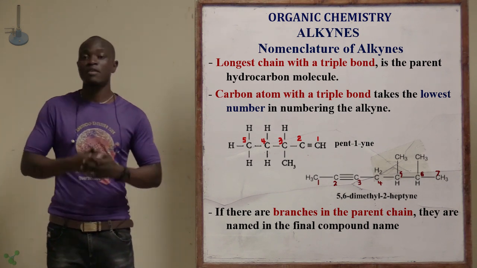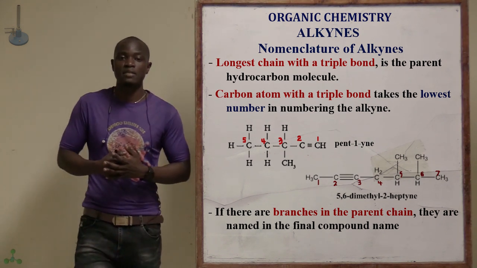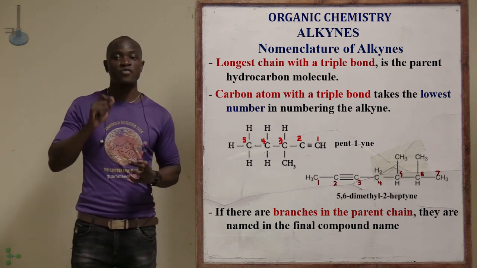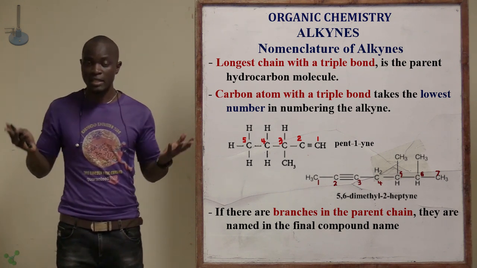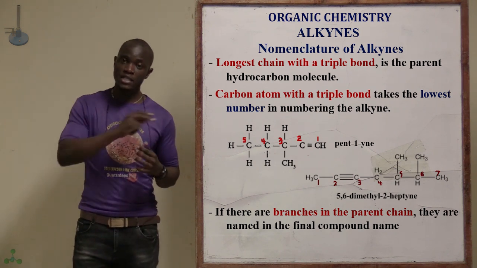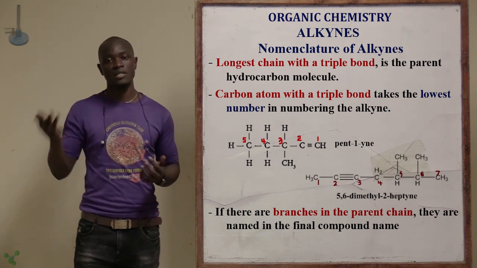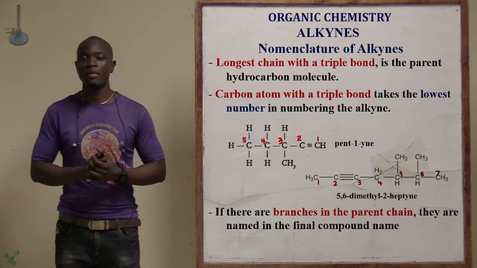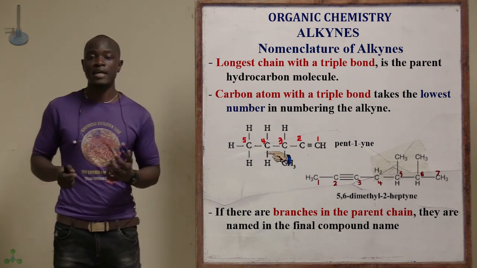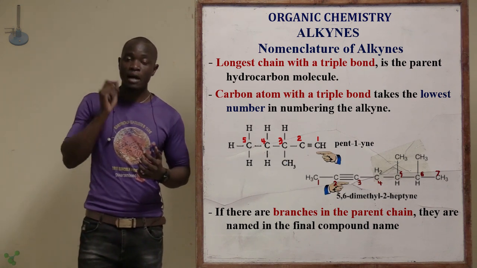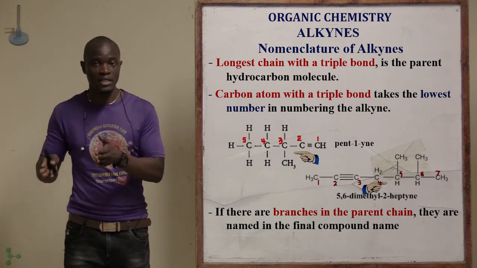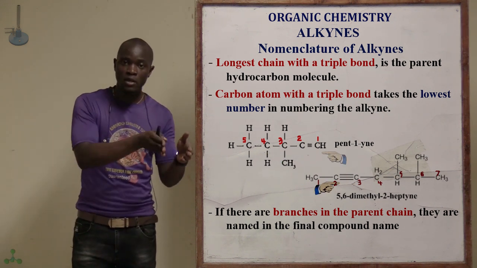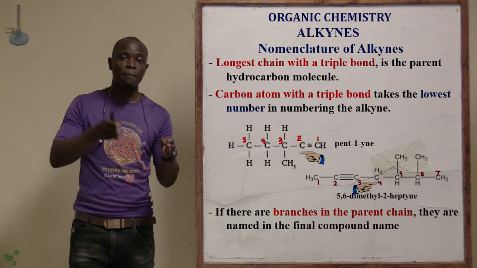In the nomenclature, the first rule always begins by identifying the longest carbon chain having a triple bond. Identify the longest carbon chain which has the triple bond. That is always the first rule in nomenclature. The second rule is that numbering of the carbon chain must be done in such a way that the side towards which there is the triple bond is always given the lowest number possible.